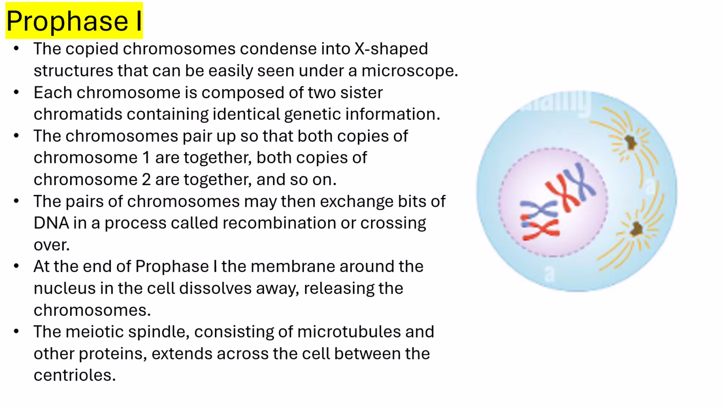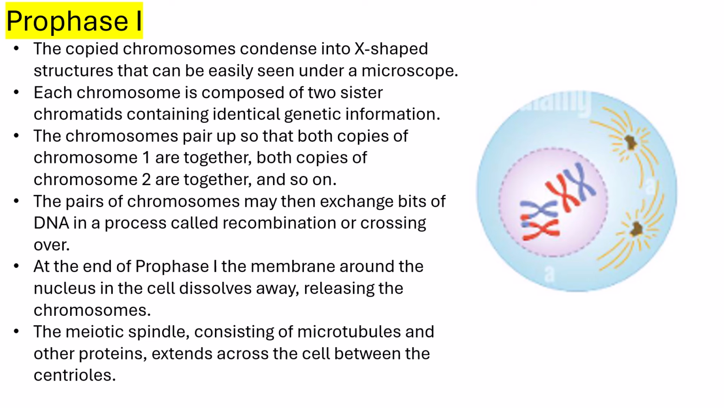All right, prophase I: the copied chromosomes condense into X-shaped structures that can be easily seen under a microscope, right? Each chromosome is composed of two sister chromatids containing identical genetic information. The chromosomes pair up, so both copies of chromosome 1 are together, both copies of chromosome 2 are together, and so on.